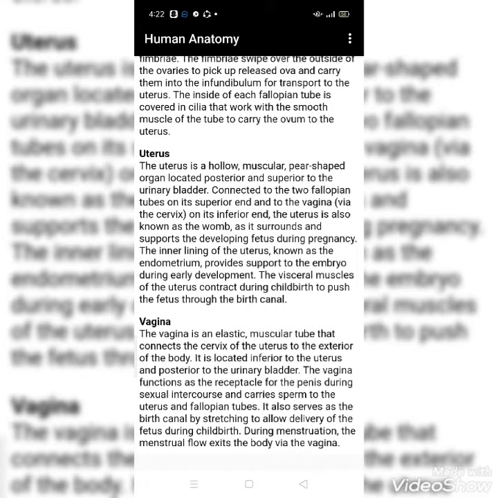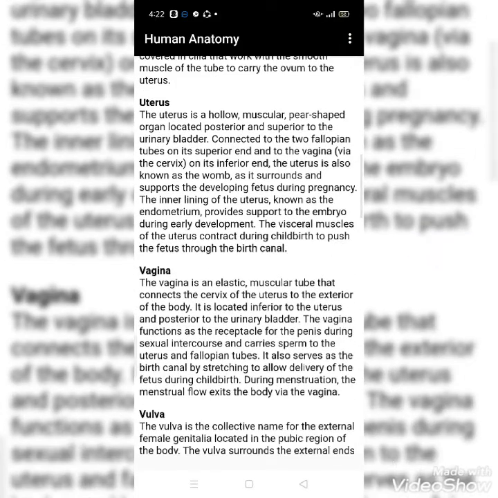So now we are coming to discuss the uterus. What is the uterus? The uterus is a hollow, muscular, pear-shaped organ located posterior and superior to the urinary bladder, connected to the two fallopian tubes on its superior end and to the vagina via the cervix on its inferior end. The uterus is also known as the womb as it surrounds and supports the developing fetus during pregnancy. The inner lining of the uterus, known as the endometrium, provides support to the embryo during early development. The visceral muscle of the uterus contracts during childbirth to push the fetus through the birth canal.